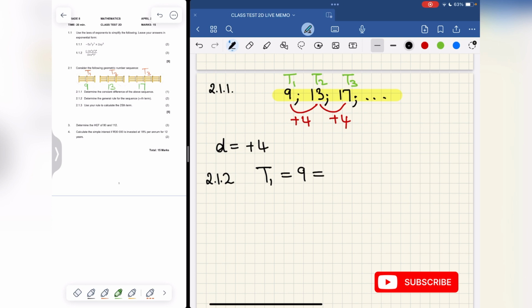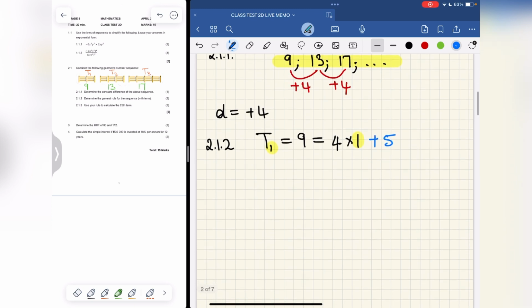And if I take my constant difference of 4 and I multiply it with 1, which is the term position, so 4 times 1 is 4, which is of course not equal to 9. So what must happen to the product of 4 times 1, which is 4, to make it equal to 9? So 4 plus 5 will give me 9.